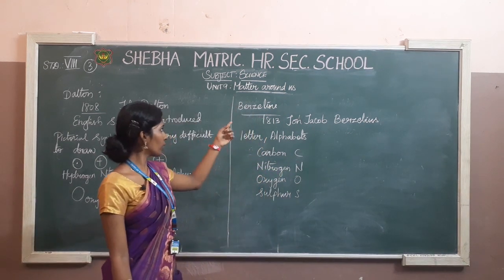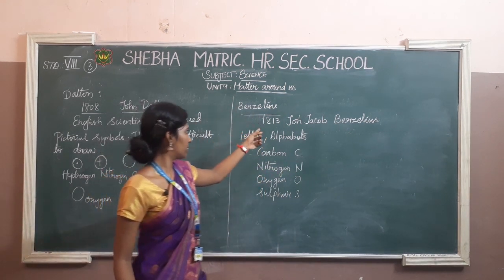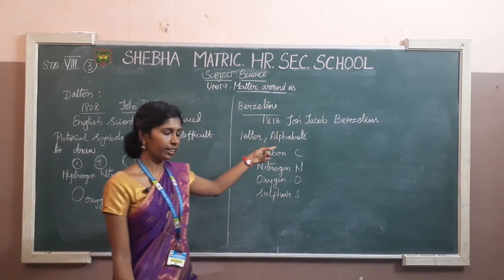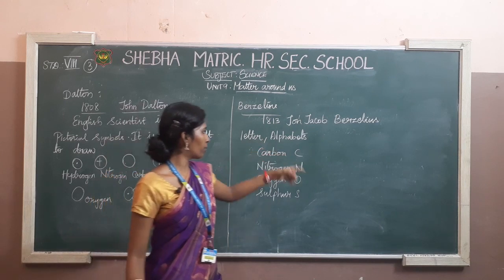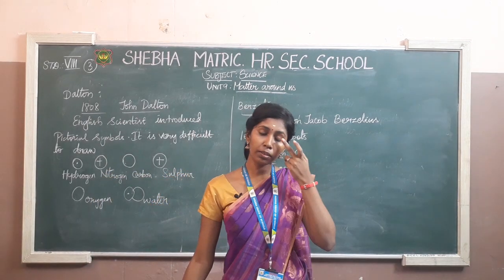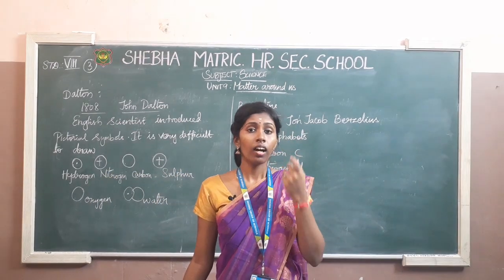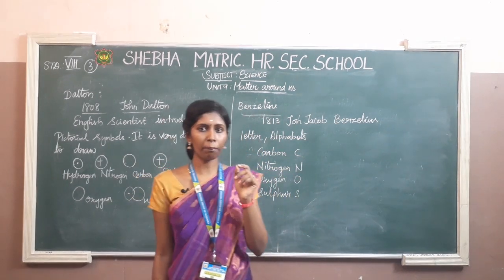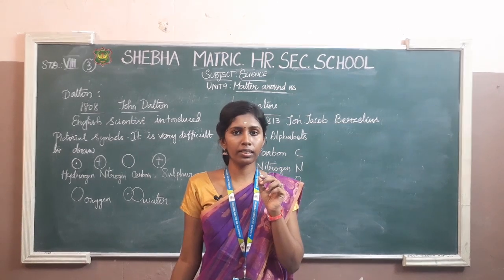After that, the fourth one is the Berzelius symbols. It was introduced by Jöns Jacob Berzelius in 1813. So the letter and the alphabet, we call it a sign symbol. The elements like carbon, nitrogen, this substance is called a first number. Okay, it's the alphabetical symbols.